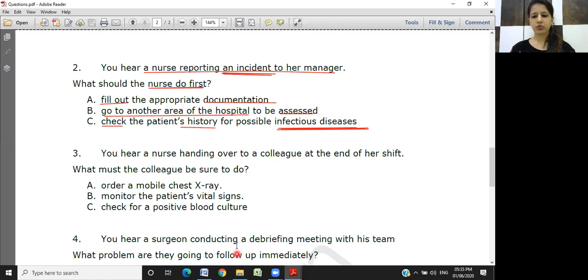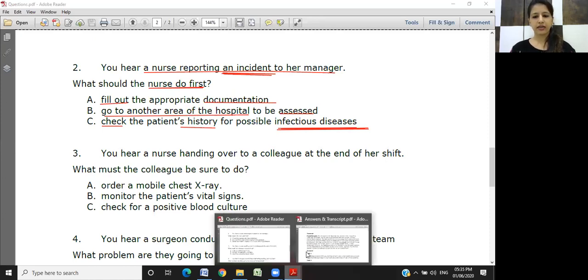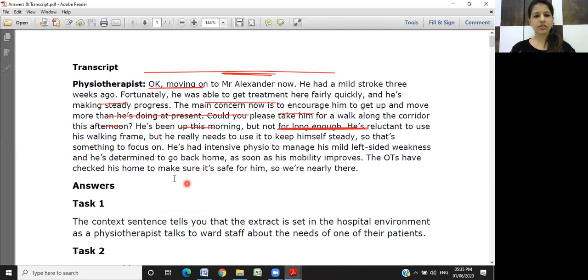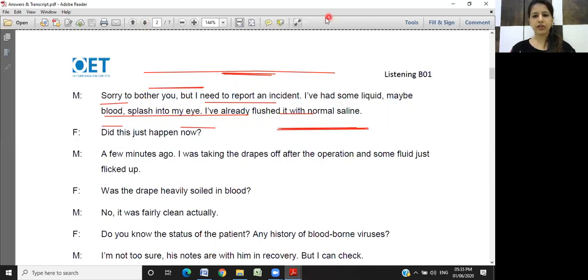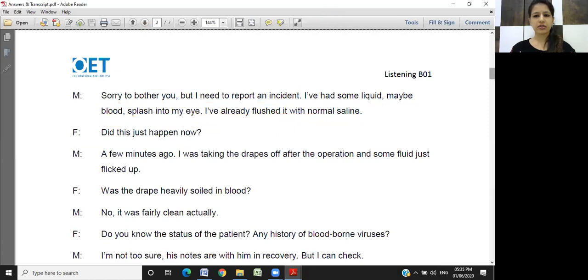Now, can you see which one is the correct answer? So checking the history was something that came from the nurse side, right? The nurse mentioned that she can go and check, but it wasn't the instruction that came from the manager. If you can see this in the transcript.